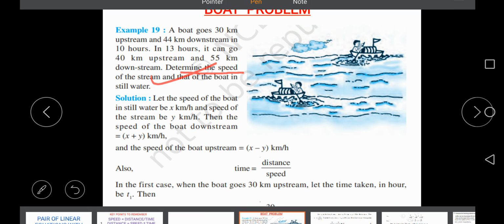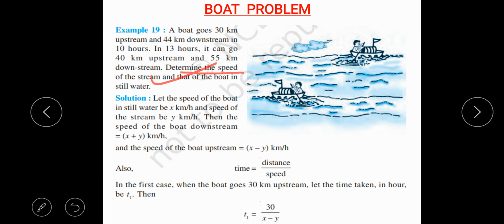So here the speed of the boat in still water is x kilometer per hour and the speed of the stream is y kilometer per hour. Therefore the speed of the boat downstream, means along the flow of the water, is x plus y kilometer per hour. And similarly, the speed of the boat upstream, means against the flow of the water, we have to subtract. That's why here it is x minus y kilometer per hour.